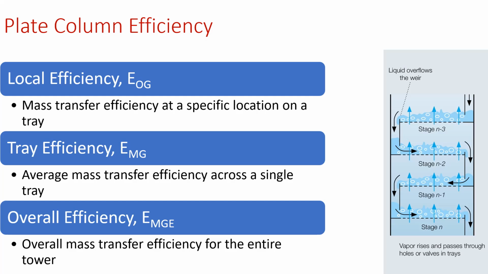So we have three efficiencies. We start with the local, then the tray, then finally the overall efficiency. And once we calculate the overall tower efficiency, we can easily calculate the actual number of stages, because we know efficiency equals theoretical divided by actual. Theoretical, we already know how to calculate the ideal number of stages from chapter 3. If we know the efficiency from here, we can easily calculate the actual number of stages required to achieve a certain level of purity.